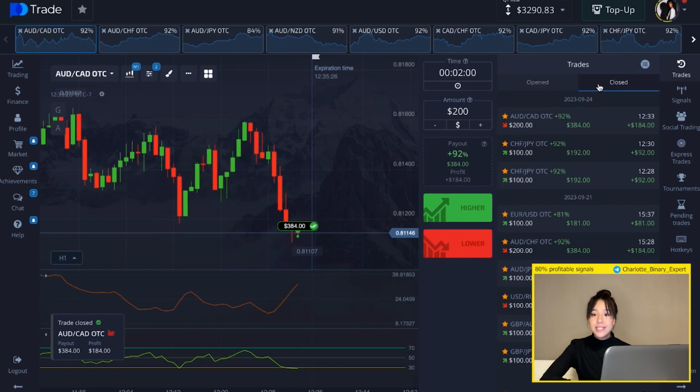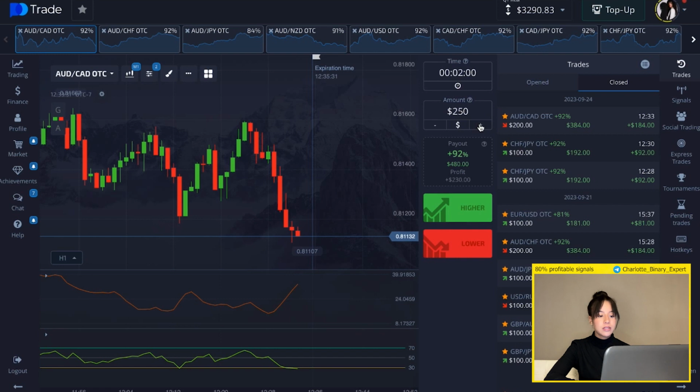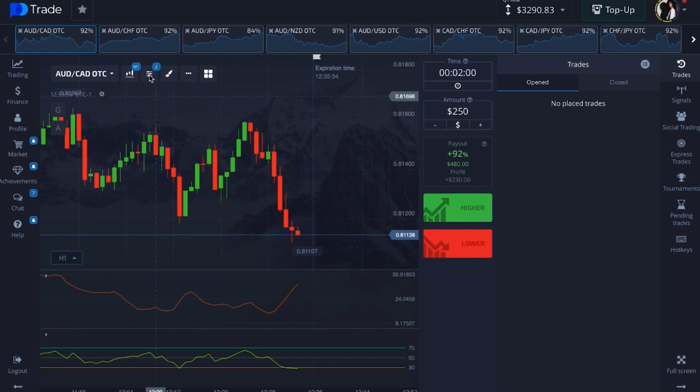Excellent, our third deal also went to plus and we got $184 from it. The amount of the fourth deal I will increase to $250, and let's see what's next.